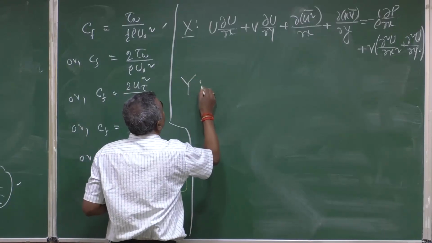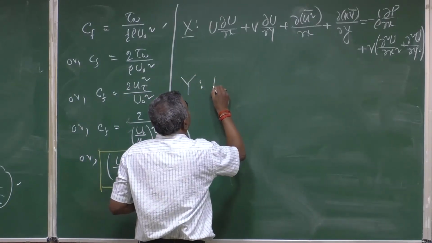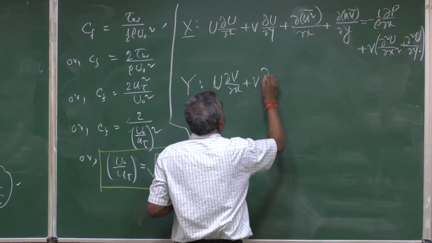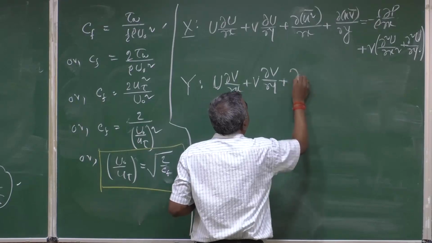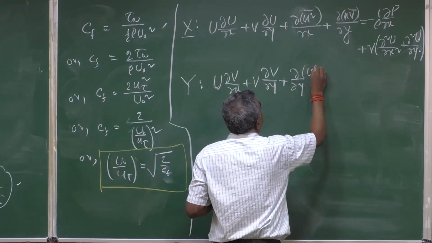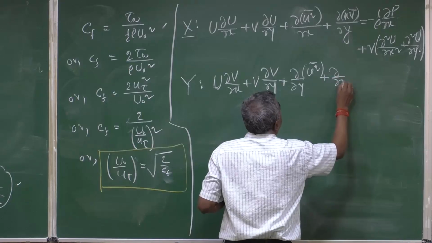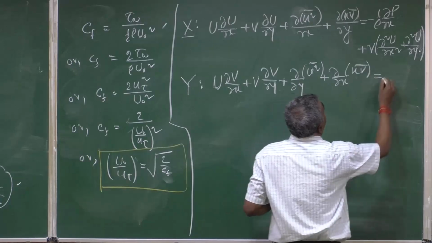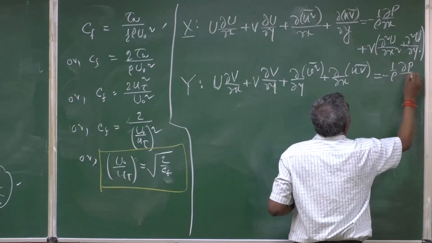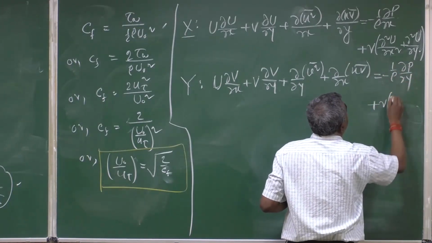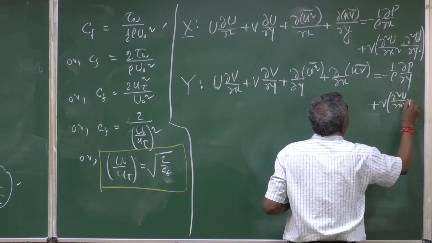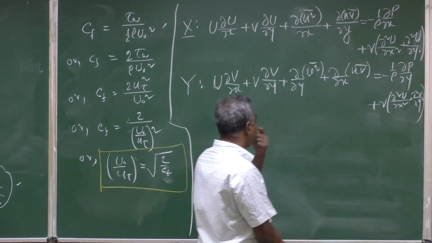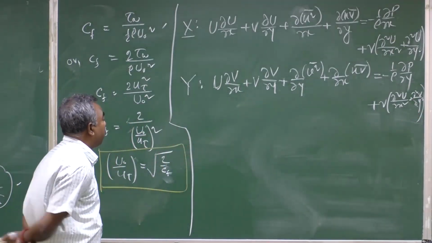Similarly, we can find our y momentum, which is actually u ∂v/∂x plus v ∂v/∂y plus ∂/∂y of v square bar plus ∂/∂x of uv bar equals minus 1 by rho ∂p/∂y plus nu ∂²v/∂x² plus ∂²v/∂y². Okay, so this is your y momentum equation.